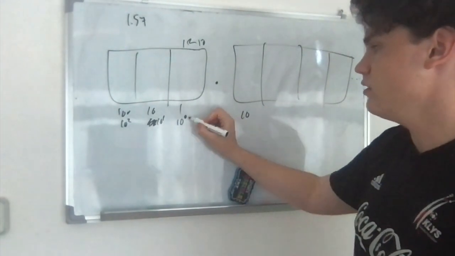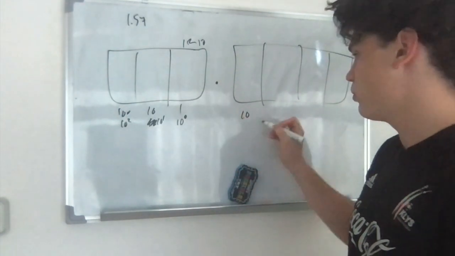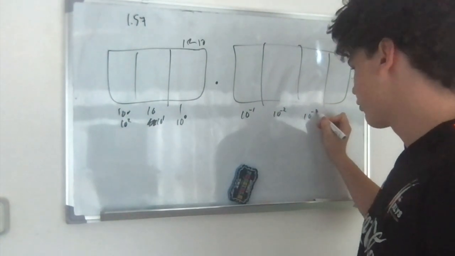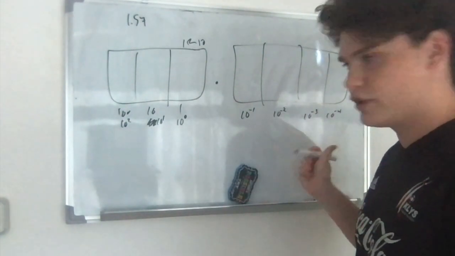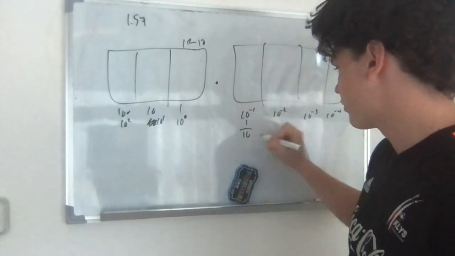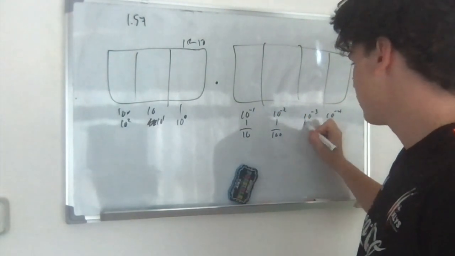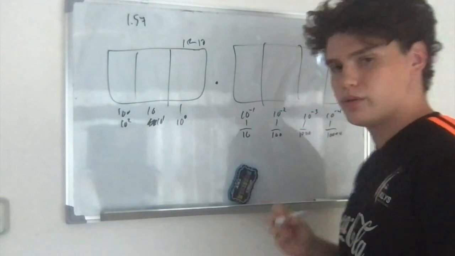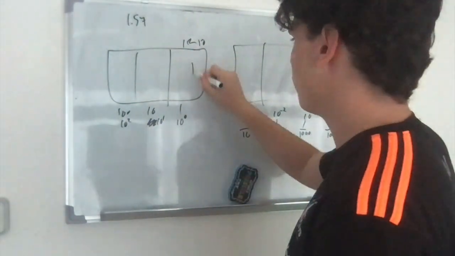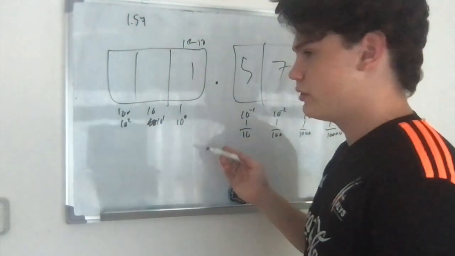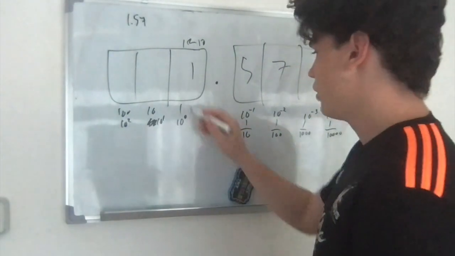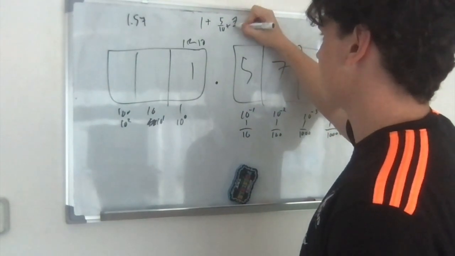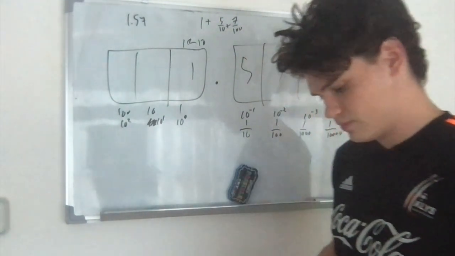Well, what would the next box be? It has to be 10 to the power of that number minus 1. That would be 10 to negative 1, 10 to negative 2, 10 to negative 3, 10 to negative 4, and so on to infinity. This is equivalent to 1 over 10, 1 over 100, 1 over 1,000, 1 over 10,000, and so on. So when we write 1.57, we're actually writing a series of fractions: 1 plus 5 over 10 plus 7 over 100. It's as simple as that.